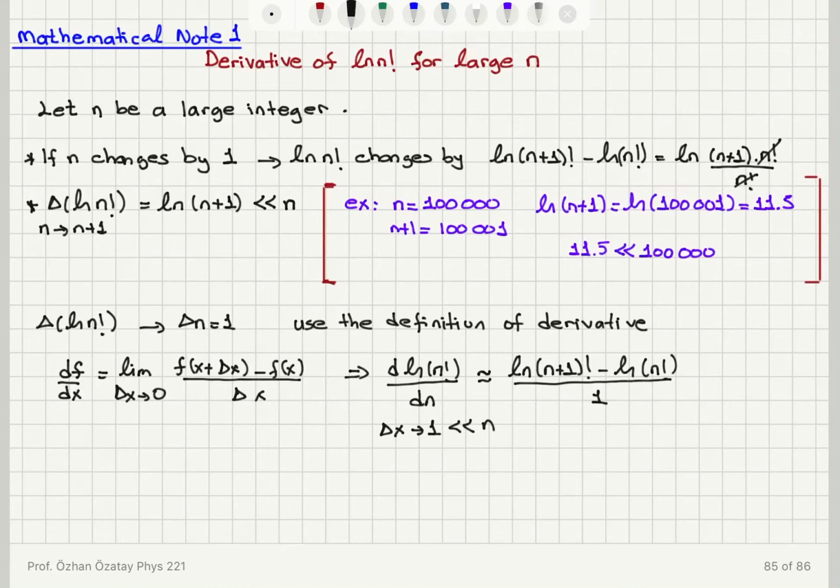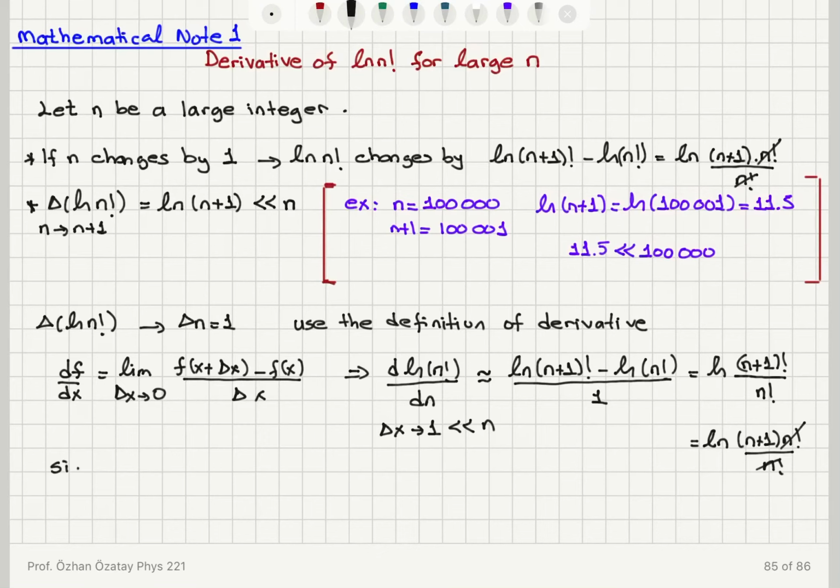And the change in the value of the function, f of x plus delta x minus f of x, for delta x equal to 1, is natural logarithm of n plus 1 factorial minus natural logarithm of n factorial. So this is going to be natural logarithm of n plus 1 times n factorial divided by n factorial. So the answer is natural logarithm of n plus 1.